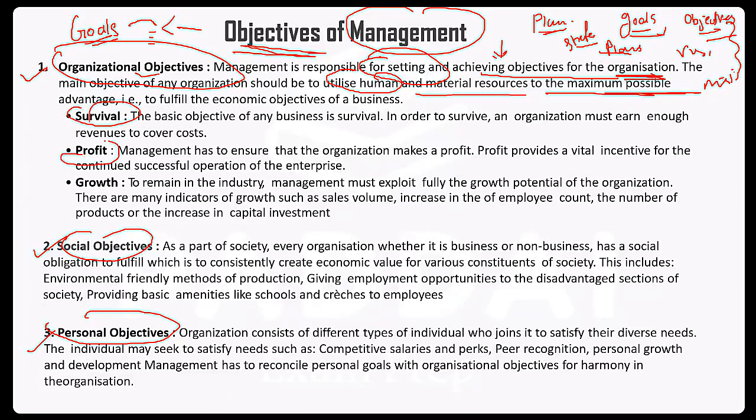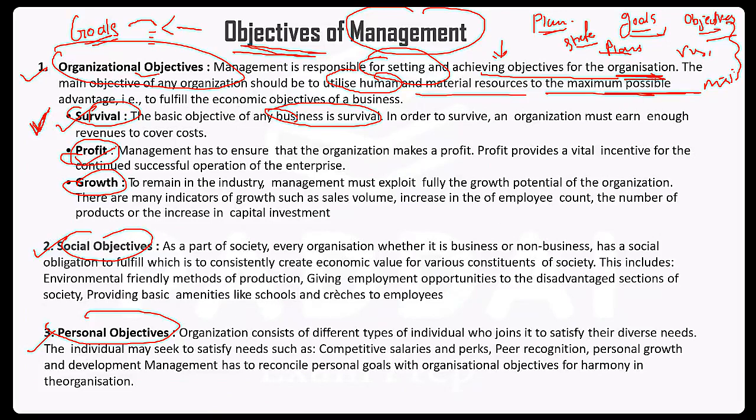While organizational objectives are targeted, three important things are targeted: survival, profit, and growth. The first and very basic objective of a management is to survive. If I'm not able to survive in the market, how would I earn profit? How would I grow? So the first is business survival. Management will make sure that the organization earns enough revenue to cover its cost. Cost should not be more than what it is earning.